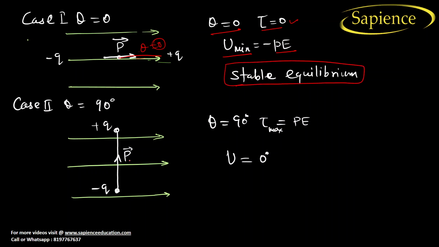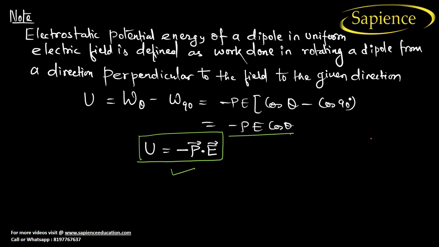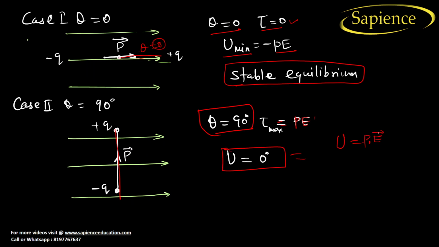Now, if you rotate it in this direction, how much potential energy will there be? Theta will be 90 degrees, so the torque will be maximum, that is PE sin theta. But the potential energy is 0. Why so? Because the potential energy is equal to P dot E. The angle between the dipole moment and the electric field is 90 degrees, so PE cos 90 degrees will become 0, right?